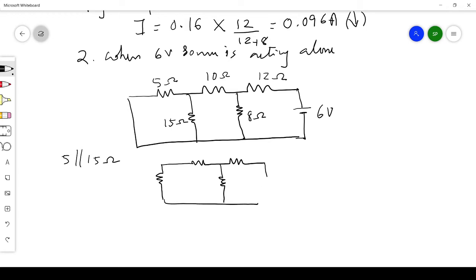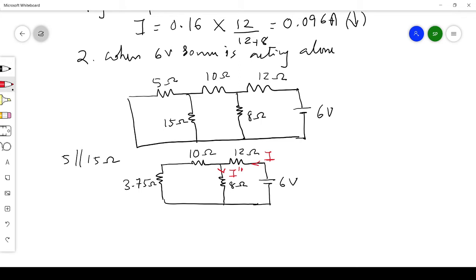Here, just see the 6 volt battery, and this one is 3.75 ohm, that is nothing but the equivalent of 5 and 15 ohm in parallel. Now this 10 ohm is here, then this is 12 ohm, and this is our 8 ohm. Okay, now we can just mark the currents there. Now the 6 volt battery is here, so the total current is coming like this. Now let me put the current through 8 ohm as I double dash.